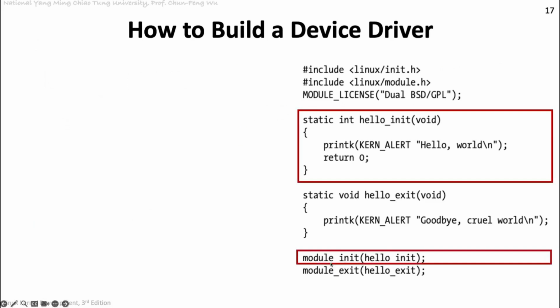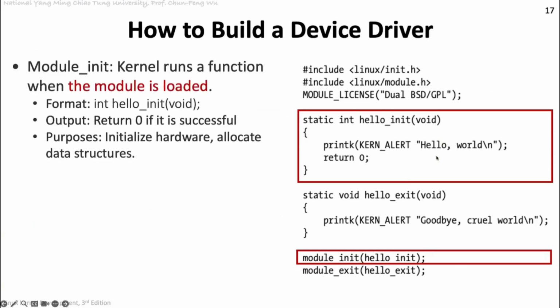Usually you will have module_init and module_exit. You can think of module_init like when you are running C++ code, there is a thing called a constructor and destructor, right? The constructor runs when you first run the code. What will the code do for you? This is the same. When you insert a module into the Linux kernel, it will first run the module initialization, module_init. Here we just use printk to print a kernel alert, like hello world. So the kernel runs a function when the module is loaded.